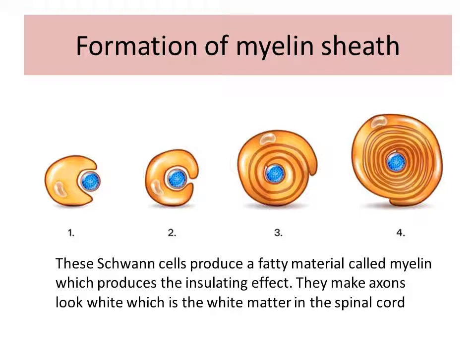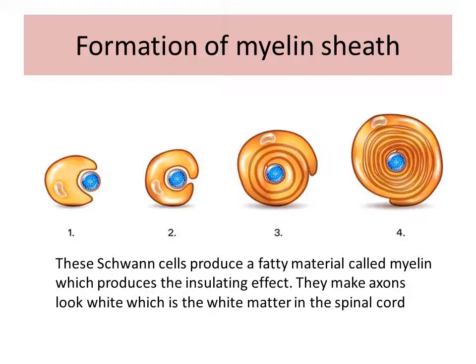And the other thing that's very important about them is that they produce this fatty material called myelin. And myelin is mostly a type of lipid. It has a bit of protein with it as well. And it creates this insulating effect. The myelin sheaths also make the axons look very white.